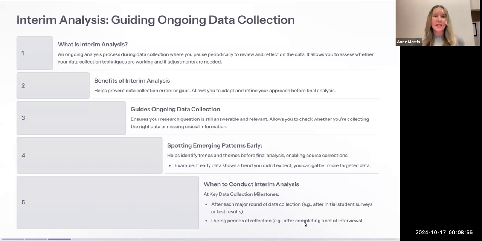Of course, since you are the teacher researcher, since you are the one who is implementing the intervention, collecting the data and analyzing it, you can't help but engage in interim analysis because you're going to be thinking about it. And as teachers, we are reflecting on our data as well.